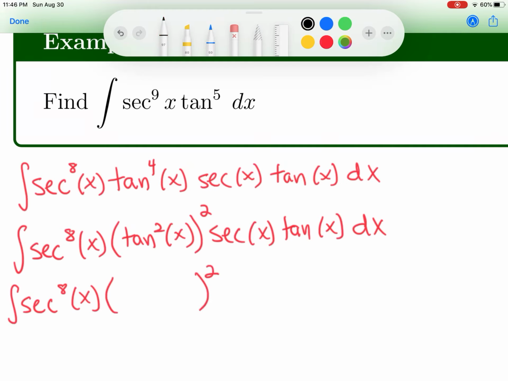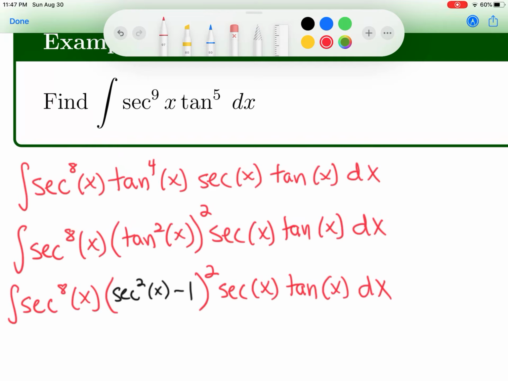Inside of here, let's use our identity. I'm just going to change colors so you guys can see exactly where I'm putting it in. We have secant squared x minus 1. There it is. And then the rest of the stuff, secant x tangent x dx.